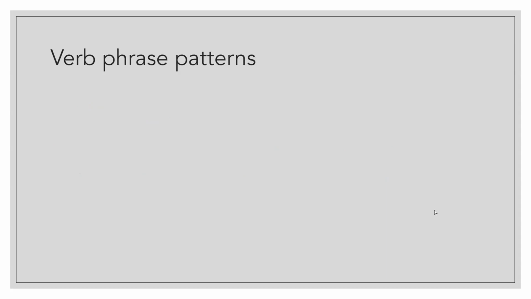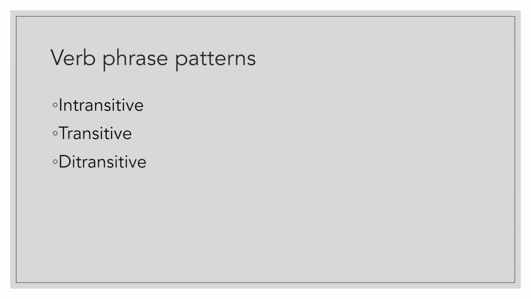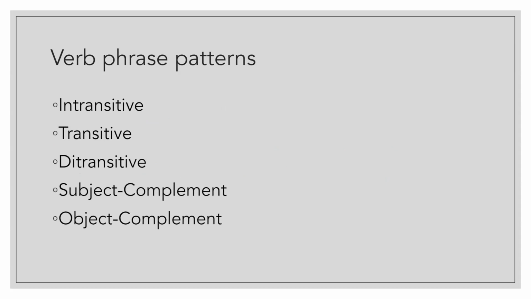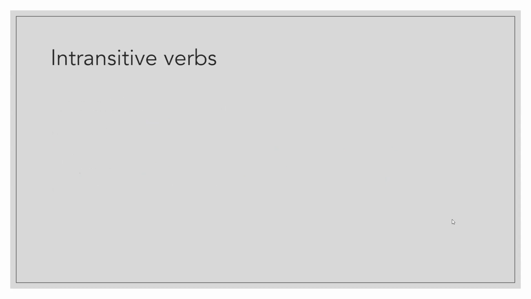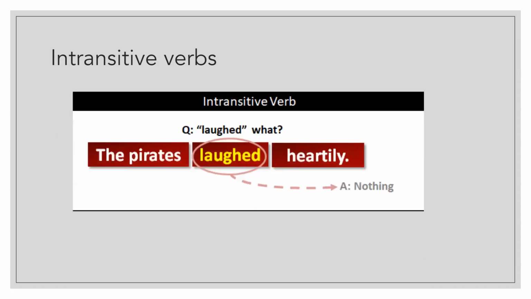Okay. Verb phrase patterns that we're looking at will be intransitive, transitive, ditransitive, subject complement, and object complement. So let's take a look at these 5. First thing that we'll look at is an intransitive verb pattern. What does that look like? Right? Intransitive verbs do not take direct objects, right?